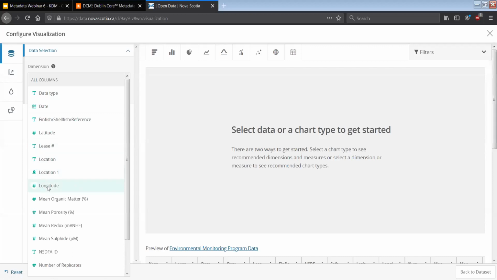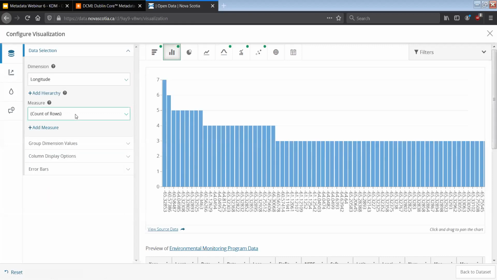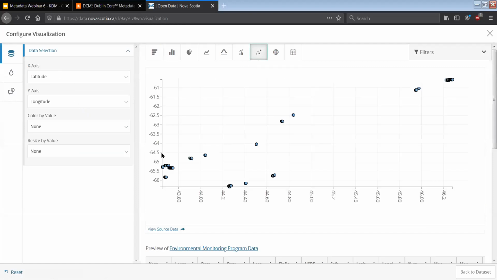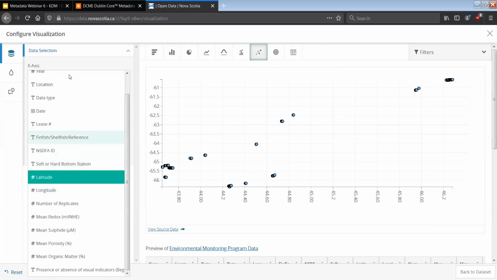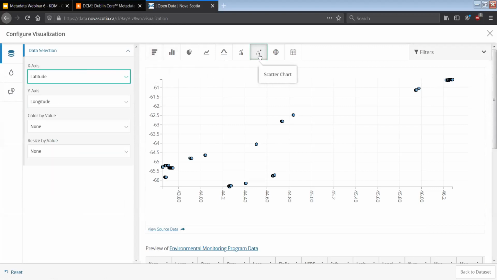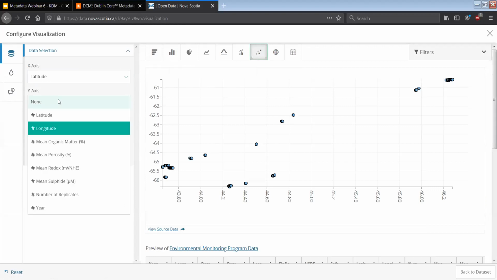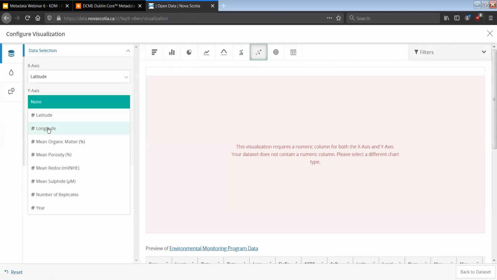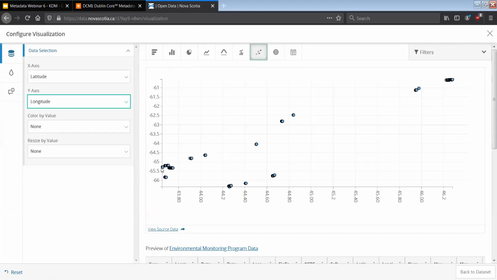I'd like to show you how I can figure out or see what the minimum and maximum latitudes and longitudes are, essentially what the geographic scope of the data set is. So in this case, I just selected my x-axis as latitude, switched over to a scatter chart along the top, and then I have longitude as my y-axis. In this case, you can see it goes from minus 66.3 or so in longitude, up to minus 60.5. And then there's equally a scope in latitude.